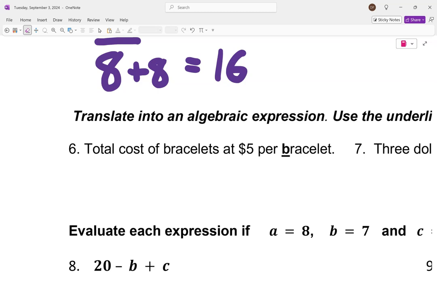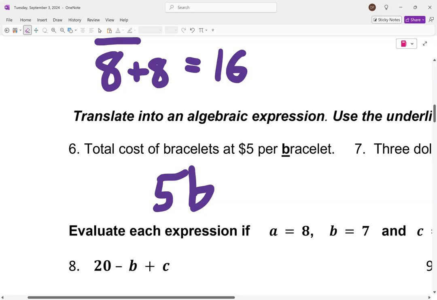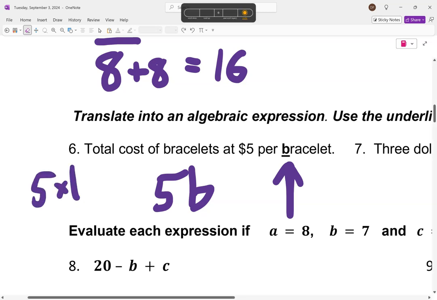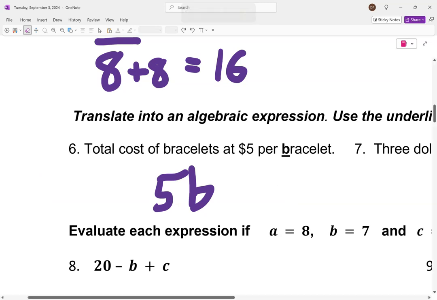Okay, go. So you do $5, and then it's B because we don't know how many bracelets they're buying. You do 5B because you don't know how many bracelets they're buying, but you know there's a 5 because they've only given you one number. 5B. Right. And we want to use a variable for B. 5 times B, right? You could put 5 times B, but really, you just need 5B. Okay. All right. Good job.